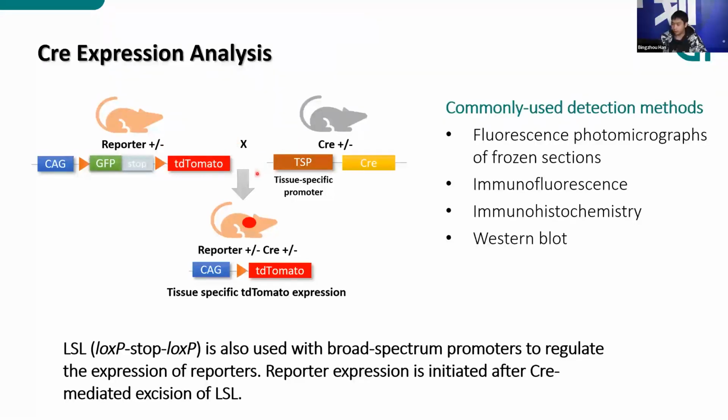When we cross them together, in their offspring, in the Cre positive cells and tissues, the Cre will mediate the recombination of the LoxP sites, causing the upstream GFP and the transcription termination element to be deleted. And then the downstream reporter gene like tdTomato could be expressed in a tissue-specific manner according to the expression pattern of the Cre, like in the Cre positive cells.